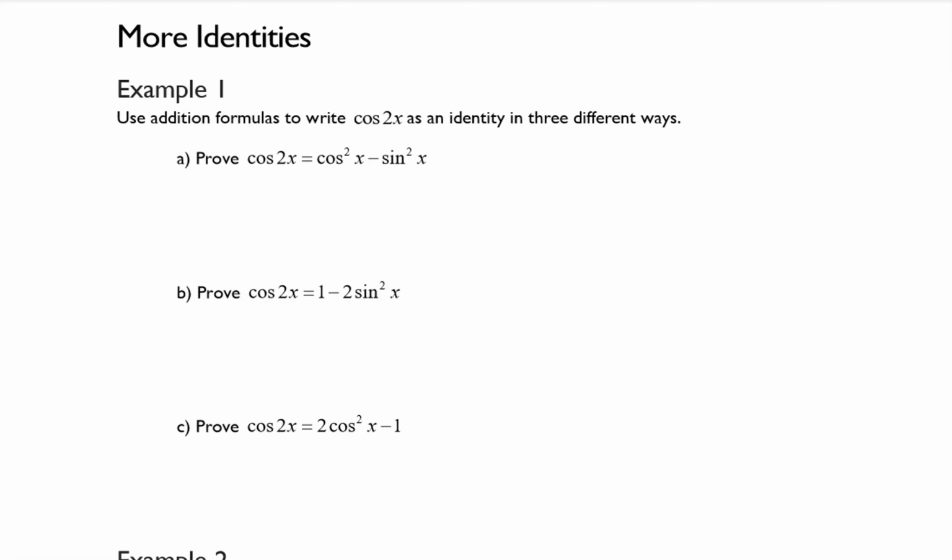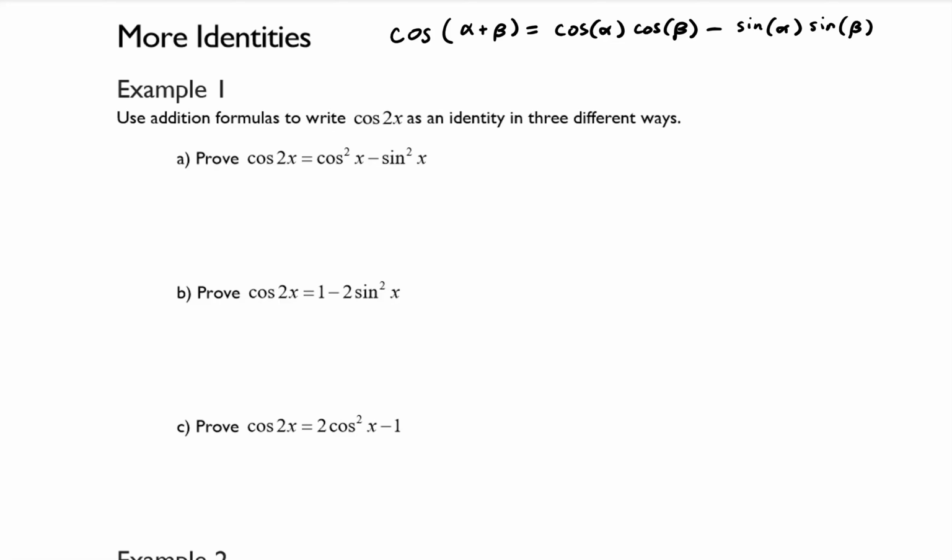All right, we're back and we're going to work on more identities. How exciting. Example 1 says, use addition formulas to write cosine of 2x as an identity in 3 different ways. Now, if you don't remember from last time, cosine of alpha plus beta is equal to cosine, cosine, sine, sine. So cosine of alpha times cosine of beta with the opposite sign minus sine of alpha times sine of beta.